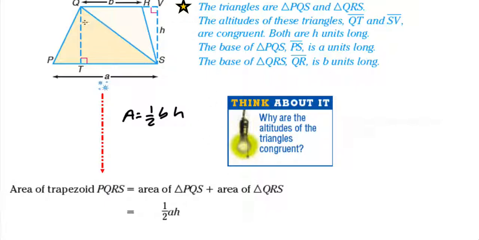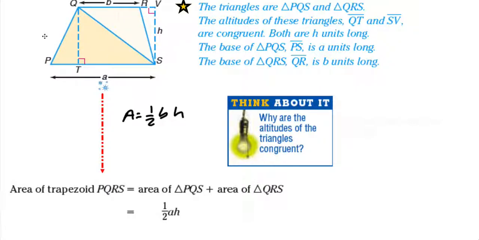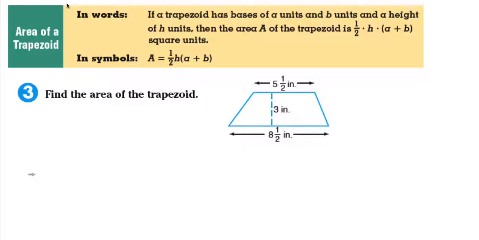Going to our triangle QRS, our base would be B units long, as indicated by the B right there, and we still have the height as H. So this becomes 1/2 times B times H. If you use the distributive property, you end up with 1/2 H times A plus B, which gives us the formula for the area of a trapezoid.